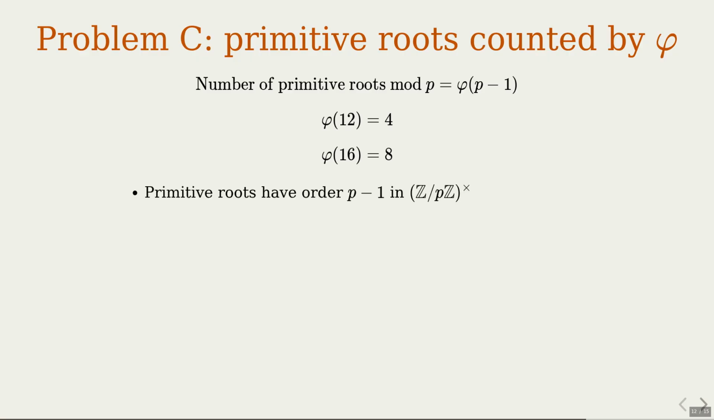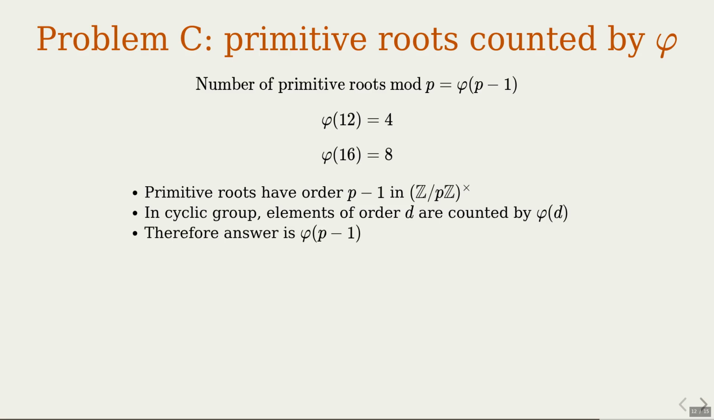By definition, any primitive root has full order p minus 1 in the multiplicative group. Our previous result says that, in a cyclic group, the number of elements with a given order d is phi of d. Putting these together, we get that the number of primitive roots modulo p is just phi of p minus 1. In contests, this means your main job is to factor p minus 1 and then evaluate phi from its prime factorization. So, as a rule of thumb, whenever I see primitive roots mod p, I should immediately think phi of p minus 1.